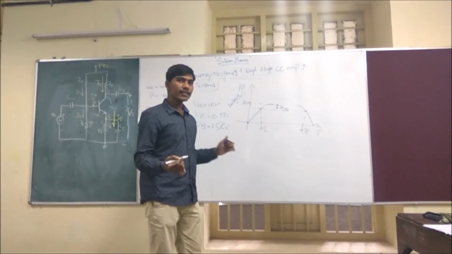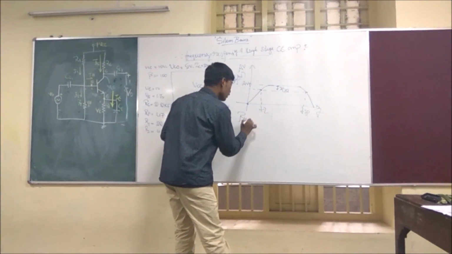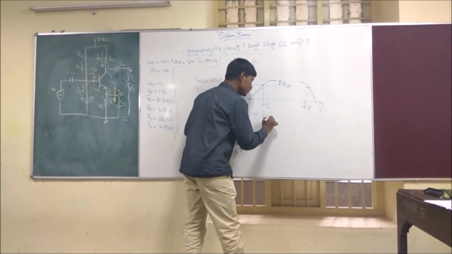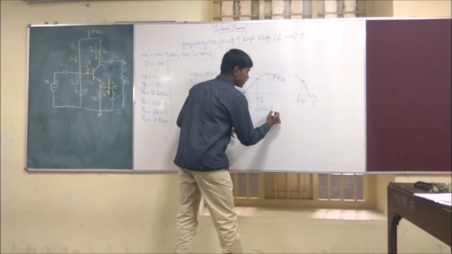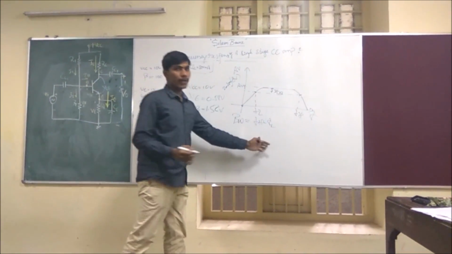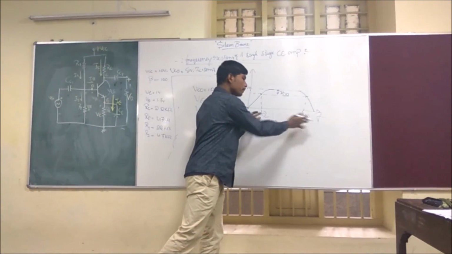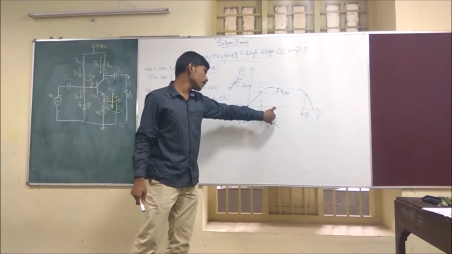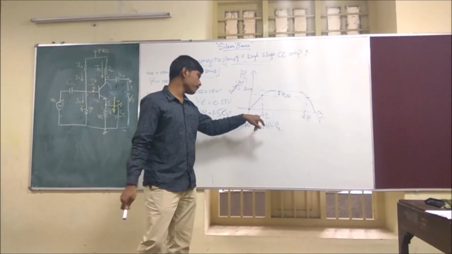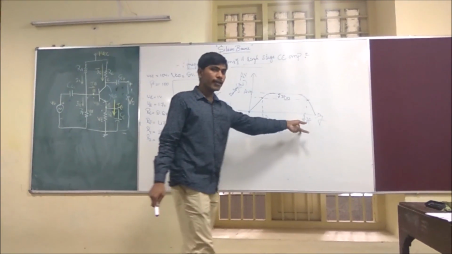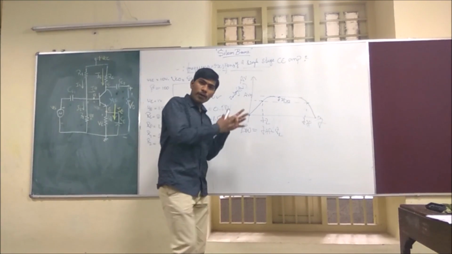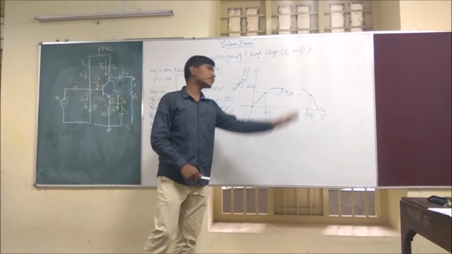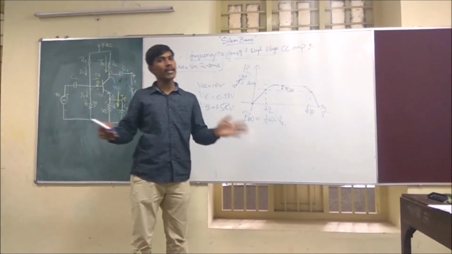How do you calculate the bandwidth? BW is equal to FH minus FL. That's your bandwidth, that means this much band in between your frequencies. In a practical way, you may get 100 Hz to 100 kilohertz. In between, whatever the frequency, it amplifies all the frequencies with equal gain. There is no gain drop.